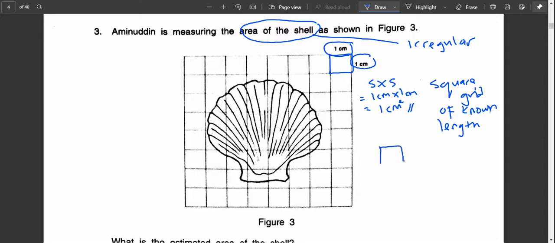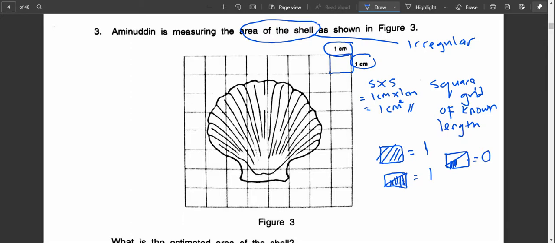And as I mentioned before, if the square is fully covered like that, then it's considered as 1. If it's covered more than half or exactly half, then it's also considered as 1. However, if the square is less than half, let's say you only cover here, it's considered as 0. So let's have a look.